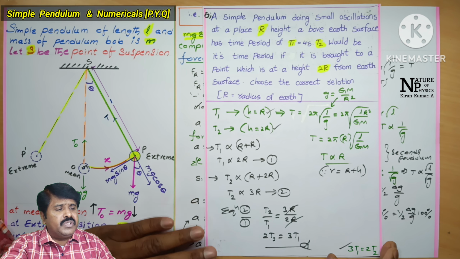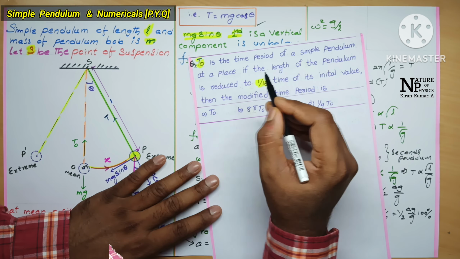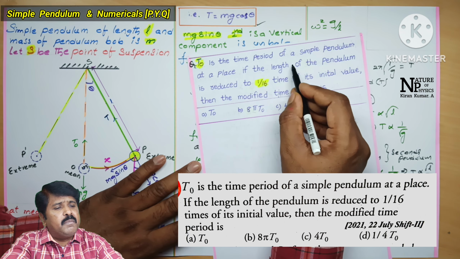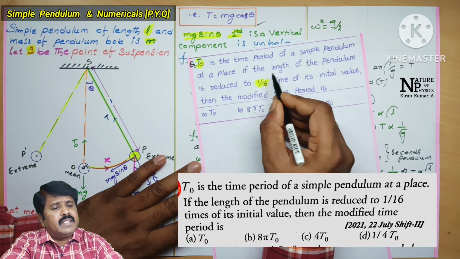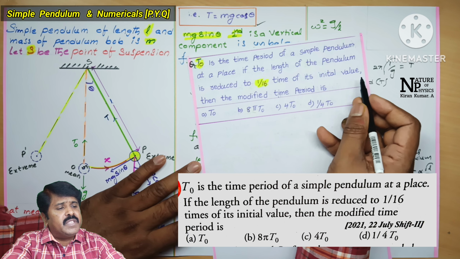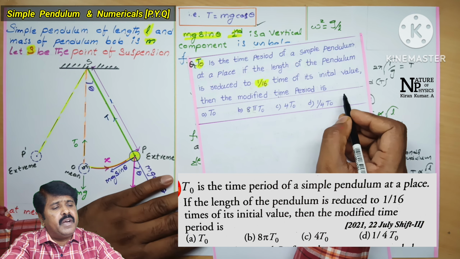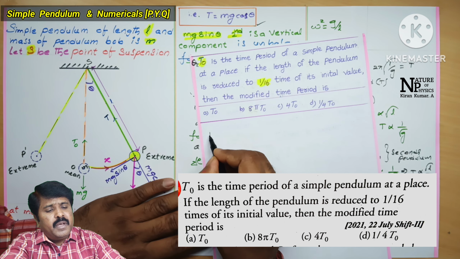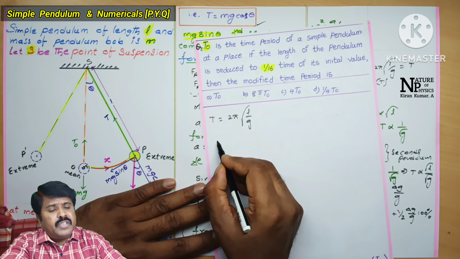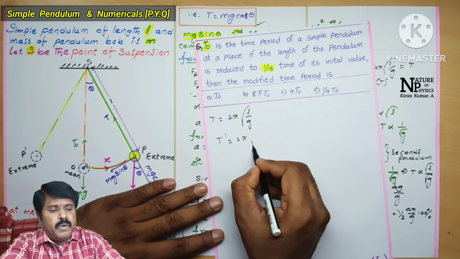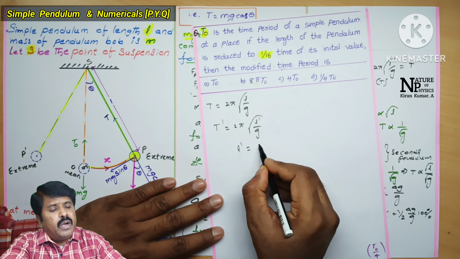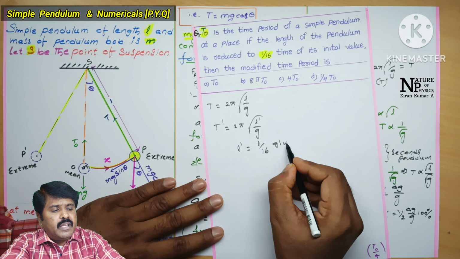Okay, and then continuation, next problem is a previous year question, also from the simple pendulum. T0 is the time period of a simple pendulum at a place. If the length of the pendulum is reduced to 1 by 16 times its initial length, the modified time period is being asked student. So initial time period T is equal to 2 pi root over L divided by g. Next, the final time period T dash is equal to 2 pi root over L dash divided by g student, but L dash is equal to L divided by 16, given in the question.